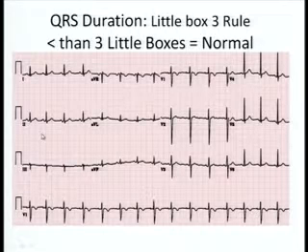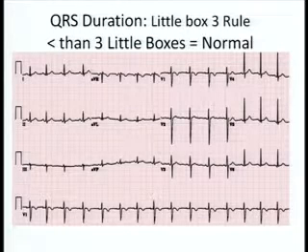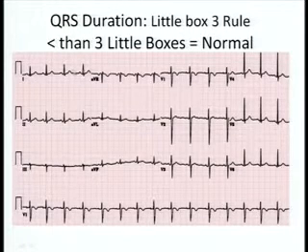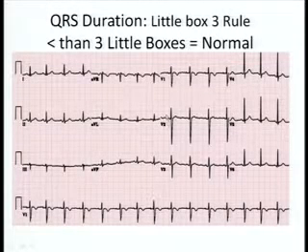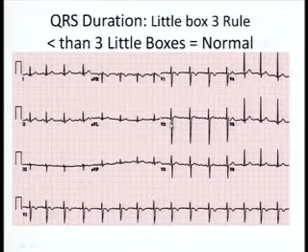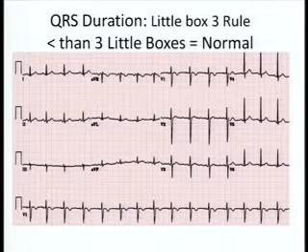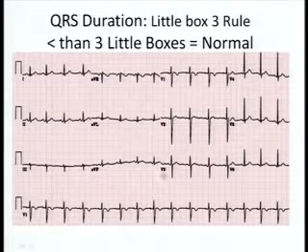Once we finish the P wave relationships, we next look at the QRS complex. I call it the little box rule. A normal QRS complex should be less than 3 small boxes, so less than 120 milliseconds. But for me, it doesn't matter. I don't like to remember 120 milliseconds and all that. I look at 3 small boxes, and I say, yes, it's less than 3 small boxes.